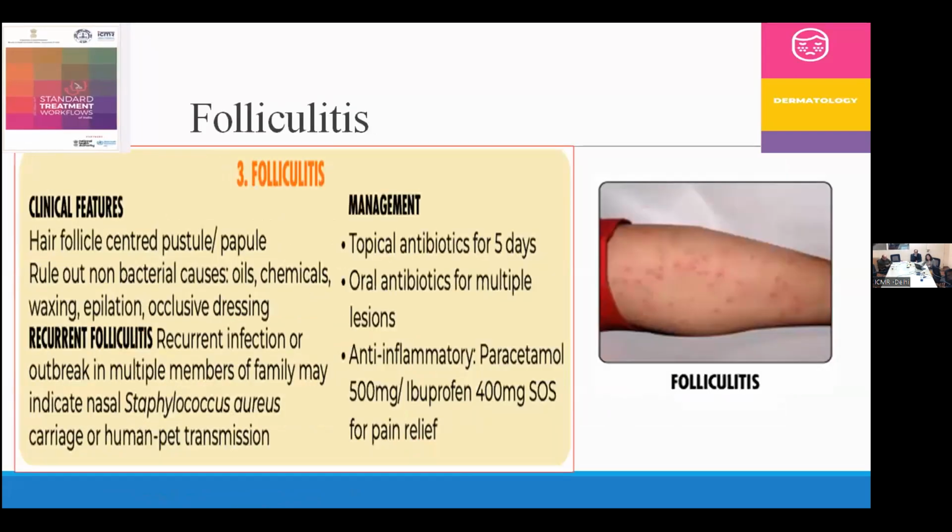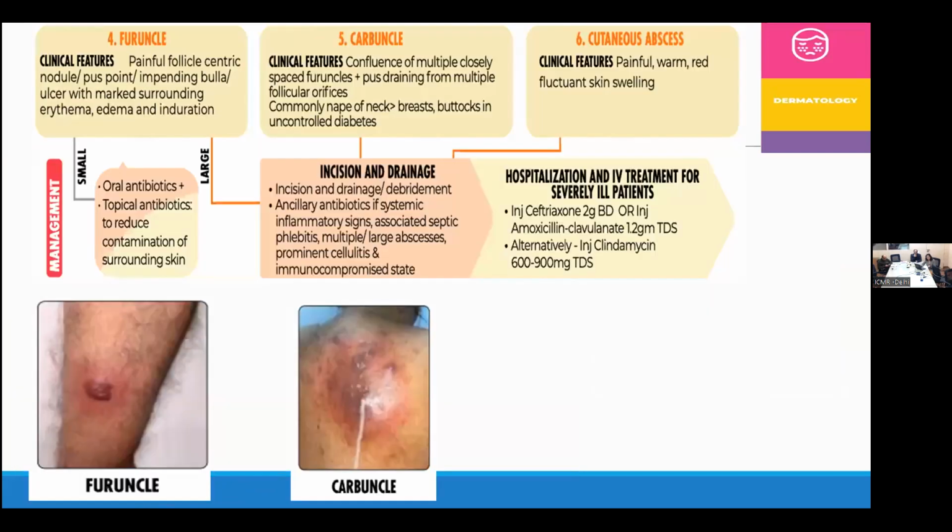Folliculitis, again, topical antibiotics where it is limited, and oral antibiotics for multiple lesions. And what to do in recurrent folliculitis. So screen family and screen for nasal staph carriage. This is a simple thing which, if taken, will really reduce the morbidity and the duration of illness.